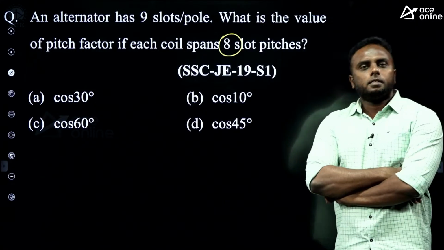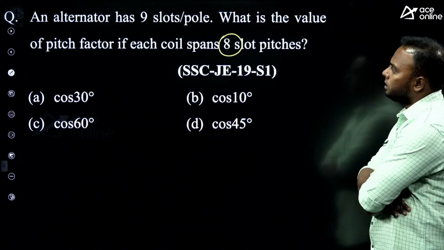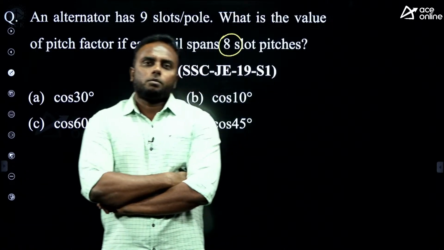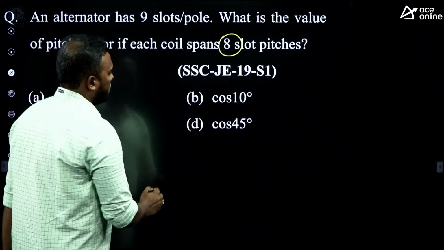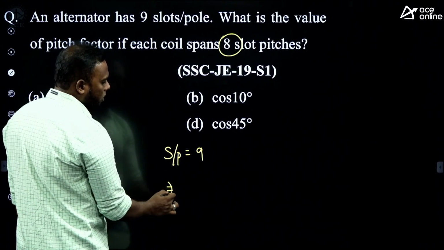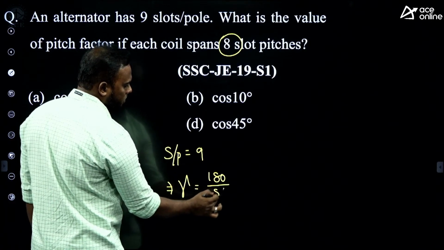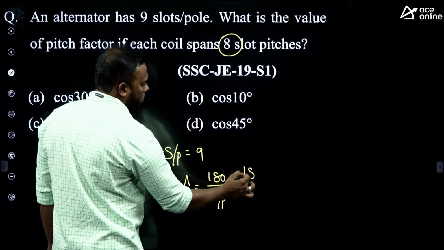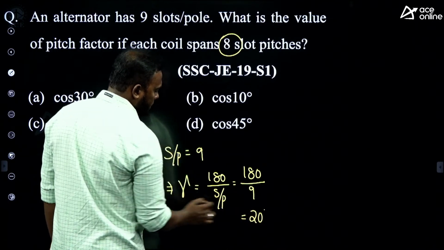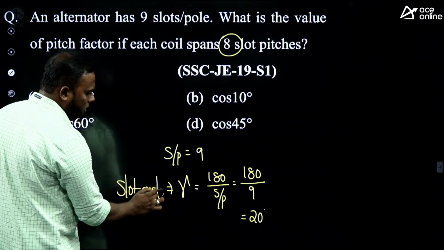In an alternator we have 9 slots per pole. What is the value of the pitch factor if each coil spans 8 slot pitches? Slots per pole is 9. From this, calculate the slot angle. What is the slot angle formula? 180 divided by slots per pole. 180 divided by 9 gives 20 degrees. This is the slot angle formula: 180 by slots per pole.